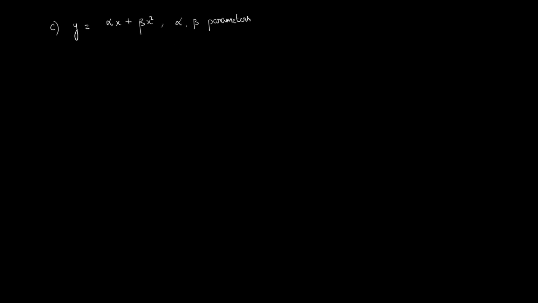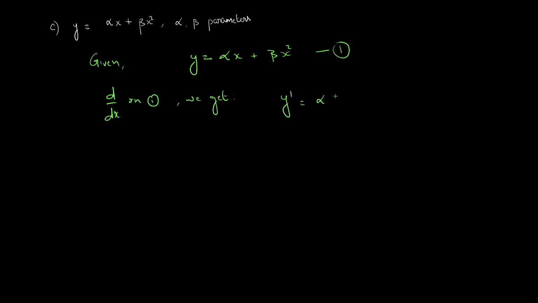Okay, this is our question. What we need is, we have two parameters here. Given y equal to alpha x plus beta x square, this is equation 1. d by dx on 1, we get y dash equal to alpha plus 2 beta x, this is equation 2.